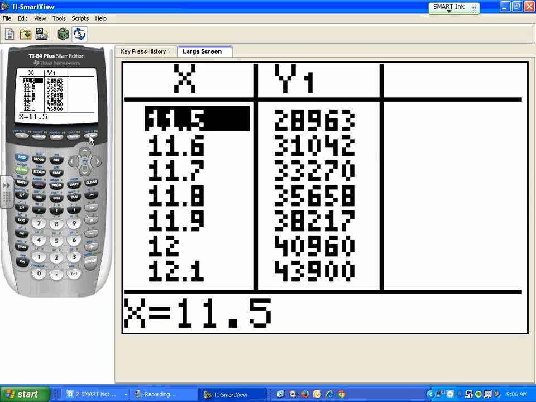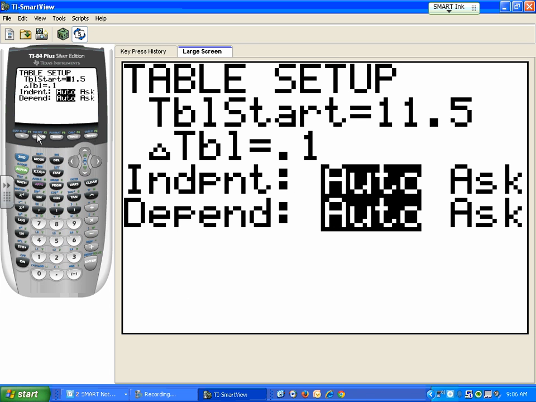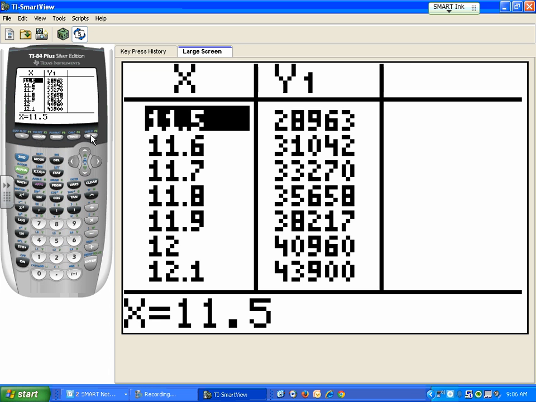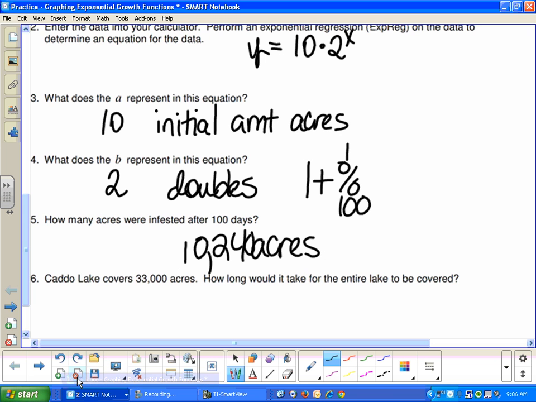And so then I can see here that 11.7 is going to be the closest. Second table set. That's where we always change it. And so we can see here that it's about 11.7, and that's where we have 11.7. How many days is that actually? 117. So it's approximately 117 days.